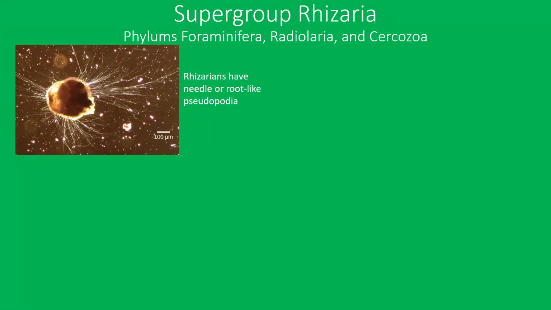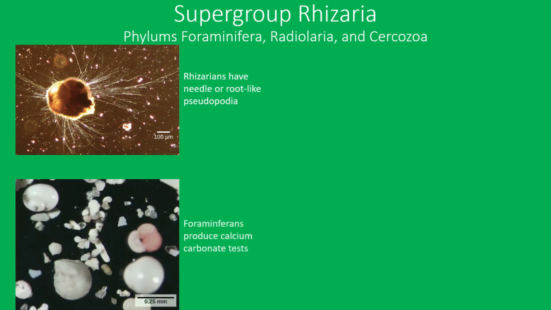Supergroup Rhizaria include amoeboid organisms that produce pseudopodia that are needle or root-like in appearance. Many rhizarians produce protective tests, and rhizarians play a crucial role in carbon capture from the atmosphere. Rhizarians come in three phyla: Foraminifera, or the forams, which are unicellular heterotrophic protists that look like snails due to calcium carbonate tests that they produce.